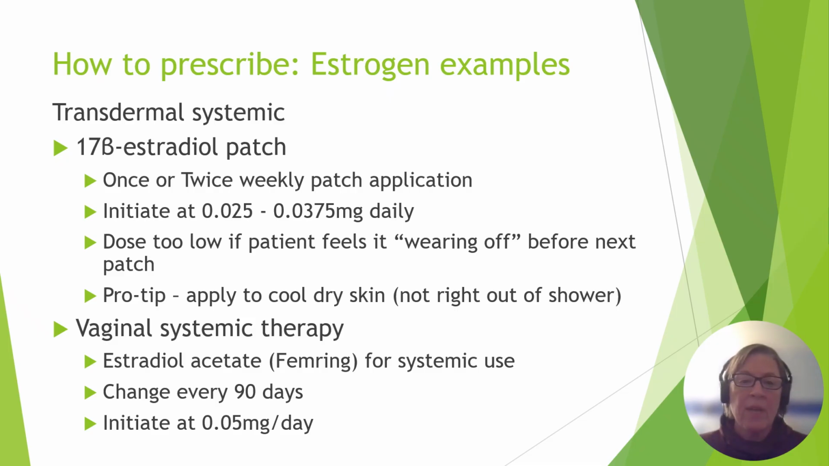So the most commonly used is the 17-beta estradiol patch. The 17-beta estradiol is the bioidentical to the estrogen that our bodies produce. This is a once or twice weekly patch application. The starting dose is either a 0.025 or 0.0375 milligrams daily. I would say the most typical dose is a 0.05 milligram daily, but we always want to start a little bit lower.